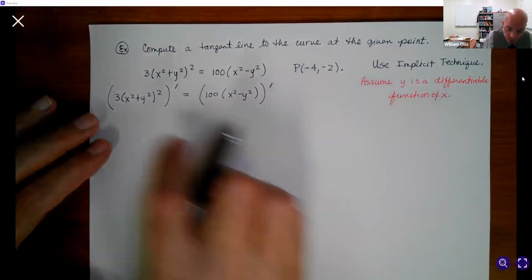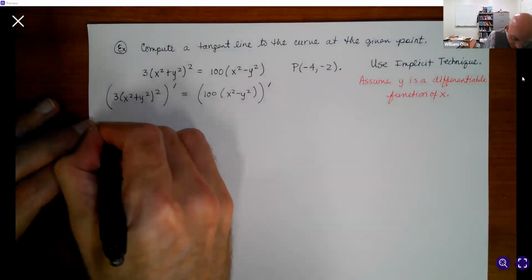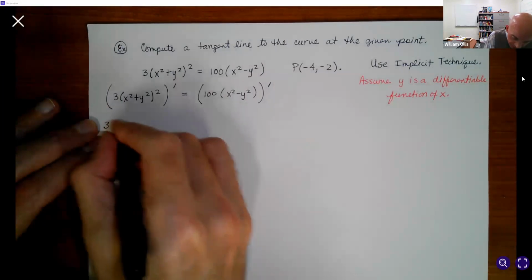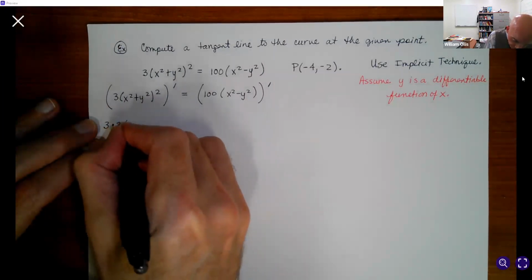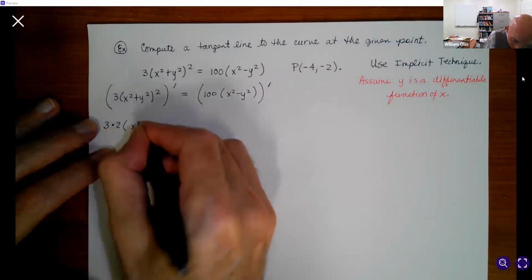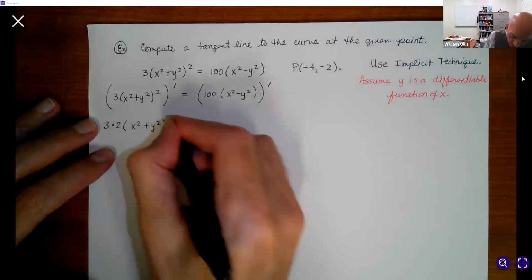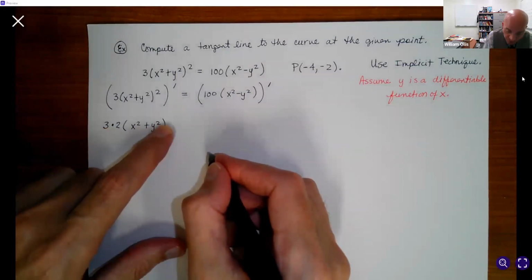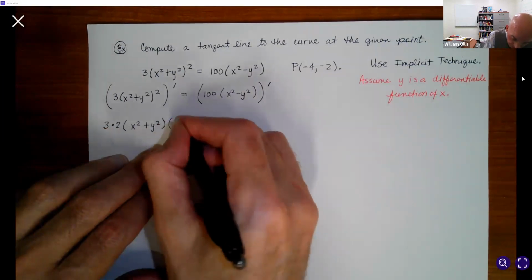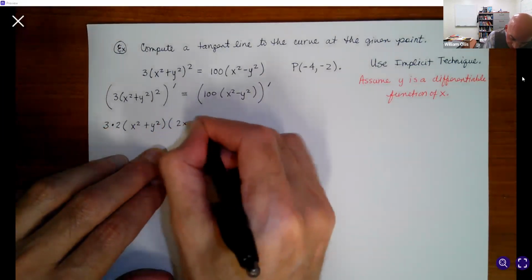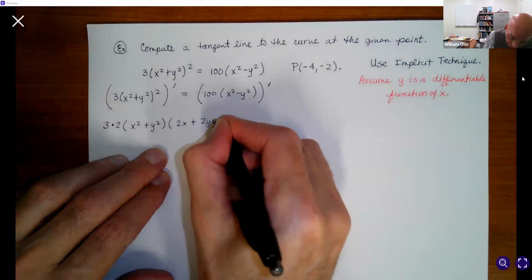So now when we prime, of course, the 3 we can just factor. It just kind of stands out to the side. And then, of course, we had the chain rule times 2 times x squared plus y squared. I won't write it to the first power because I don't want you to think it's a prime, but of course, that'll be the first power. And then, of course, times the derivative of the inner function, which will be 2x plus 2y, y prime.